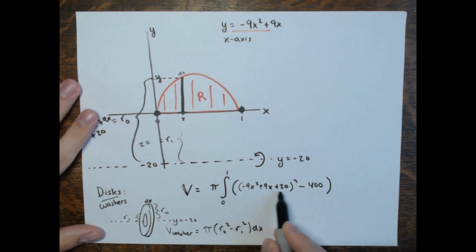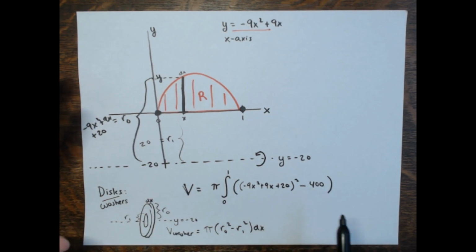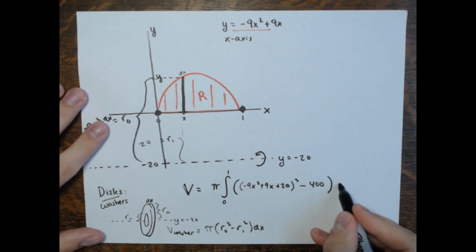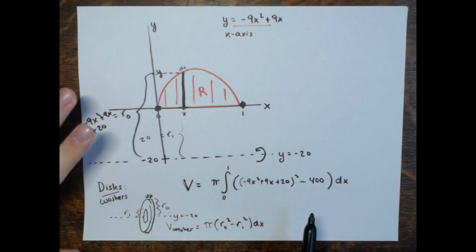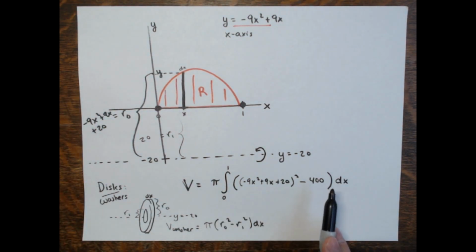All right, which if I were to multiply this out, the 400 constants would go away, that'd be nice. And then times the thickness, dx. All right, so I'm not going to simplify this, but this is it. I'd be setting up one integral here, and this would actually end up just being a polynomial integral from 0 to 1, then you multiply the result by pi. So not so bad. Disks and washers wouldn't be too terrible here.